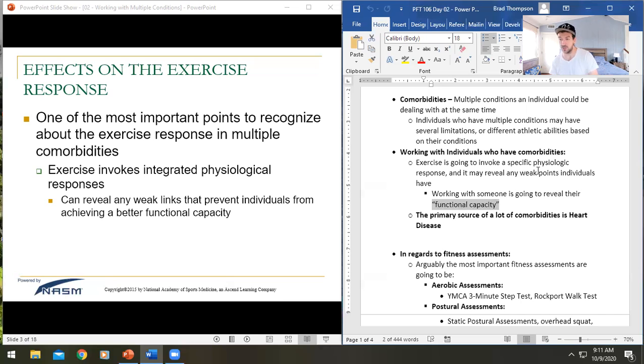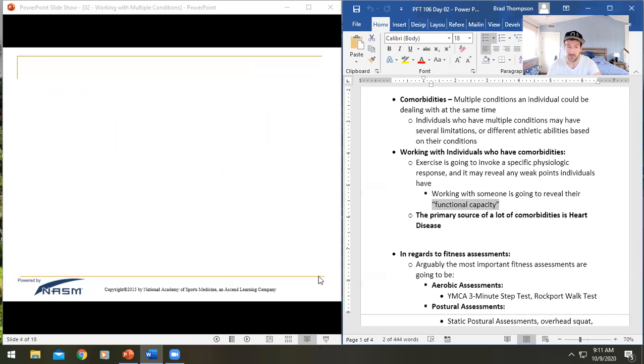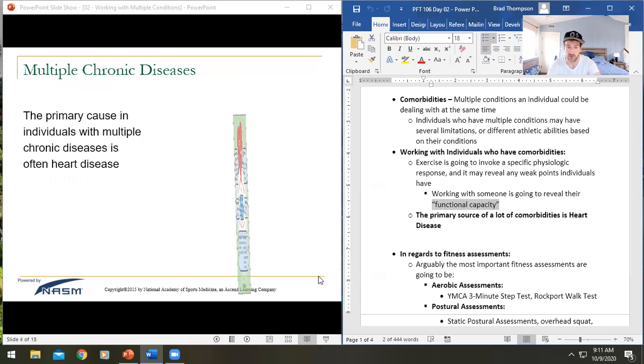That is true of anybody who might be dealing with coronary heart disease, hypertension, diabetes, osteoporosis, arthritis. They might be a cancer patient, right? Doesn't matter who they are. Everybody's going to have a measurable capacity. So that's what's so great about exercise. We can measure that capacity and we can work on it, right?